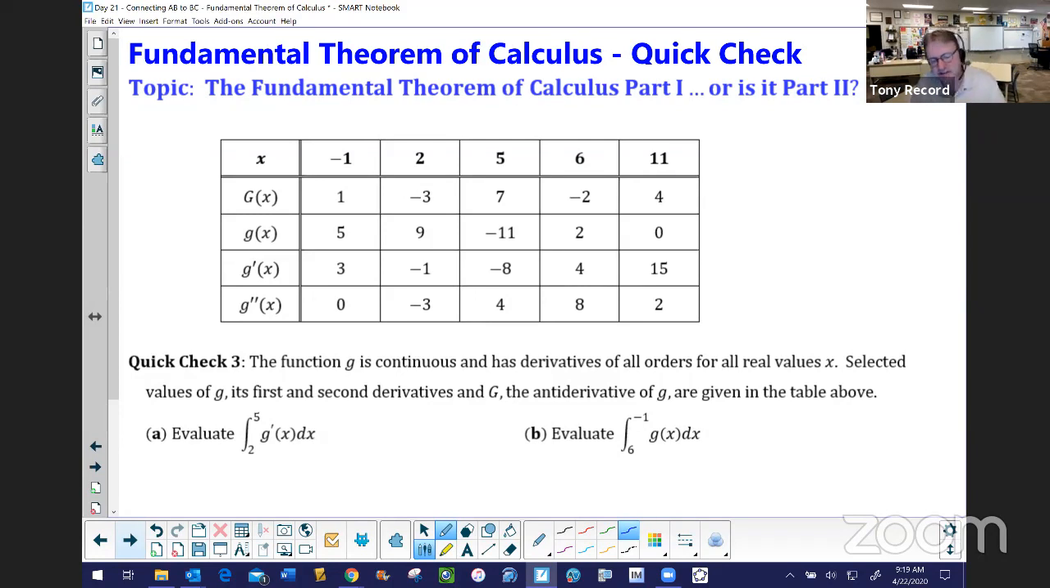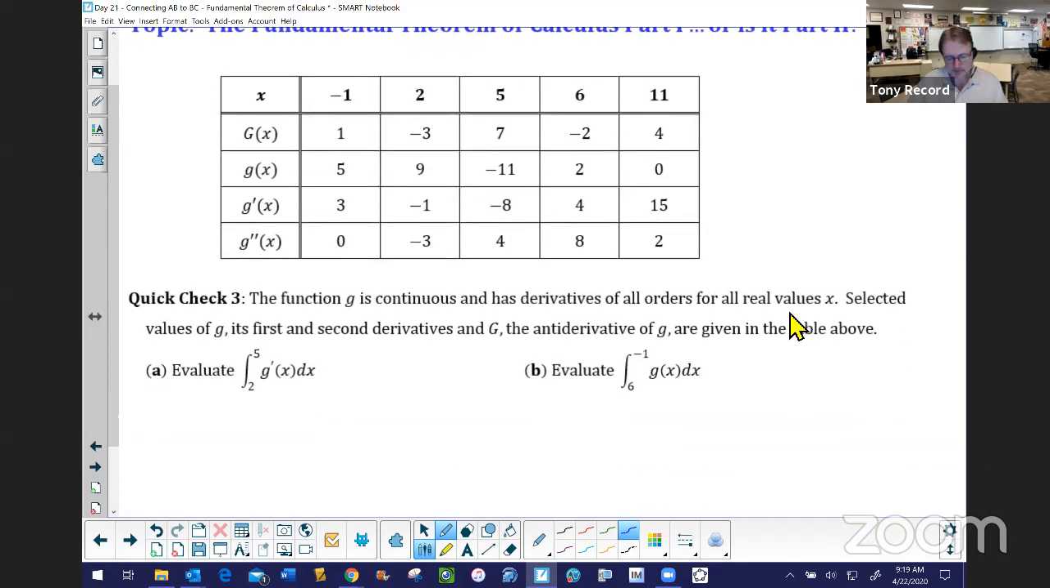The function g is continuous, has derivatives of all orders for all real values of x. Selected values of g, its first and second derivatives, and capital G, the antiderivative of g, are given in the table above. Our job, part B, is to evaluate this integral of little g of x from the lower boundary of 6 to the upper boundary of -1. Now we have a couple of things to consider here.